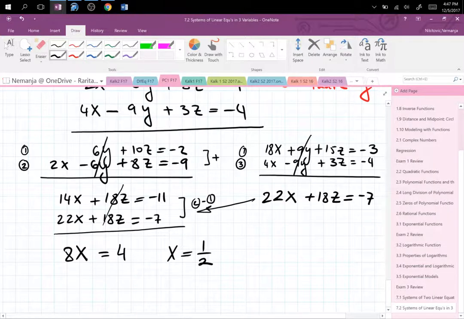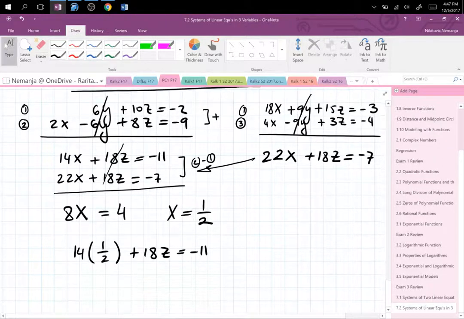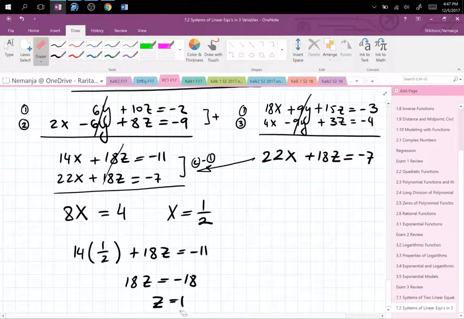Let's use 14 times 1/2 plus 18z is equal to -11. Half of 14 is 7. Move to the other side, we get 18z is equal to -18. So z equals -1. And now we have x, we have z, so we can use those two to come up with y.